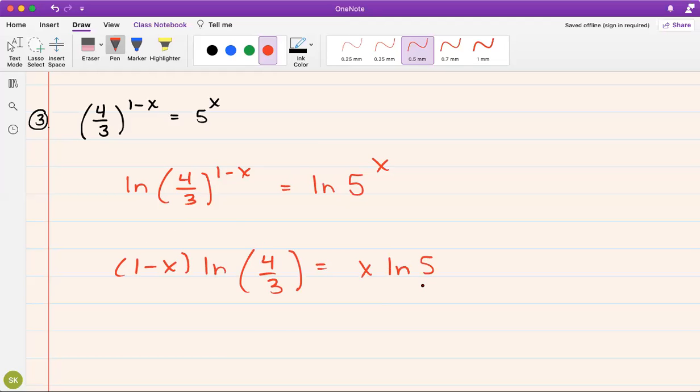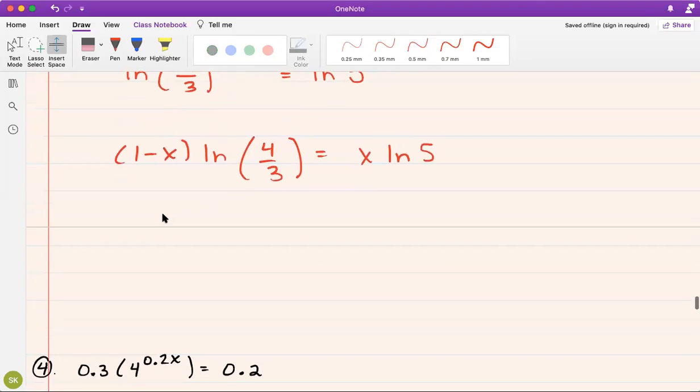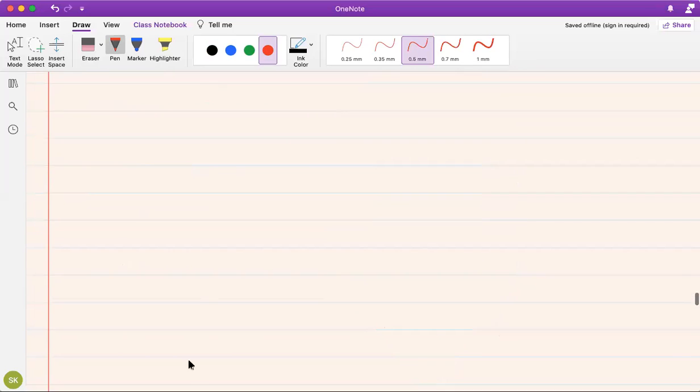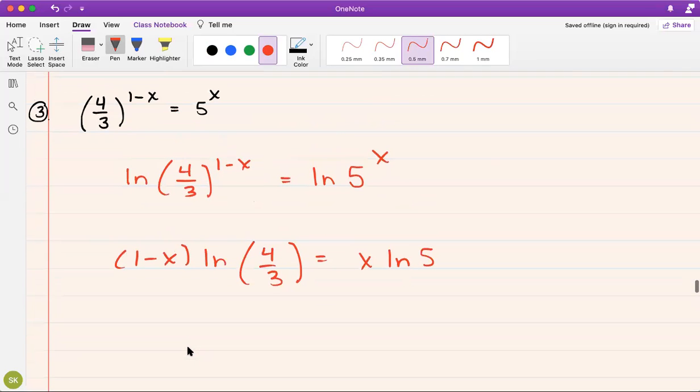And now what do we do? We need to get the x by itself. Okay, so our job is to get x by itself. Maybe take a minute and think about how you can separate things with x and anything without an x. So get whatever has an x on the left-hand side and things that don't have an x on the right-hand side.